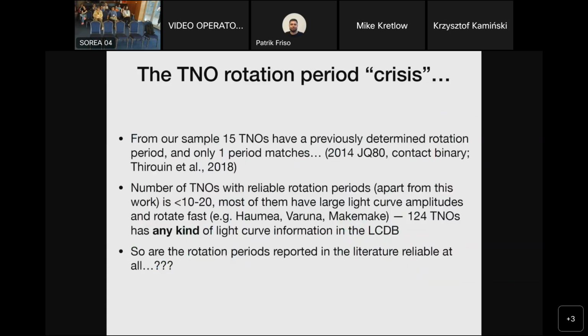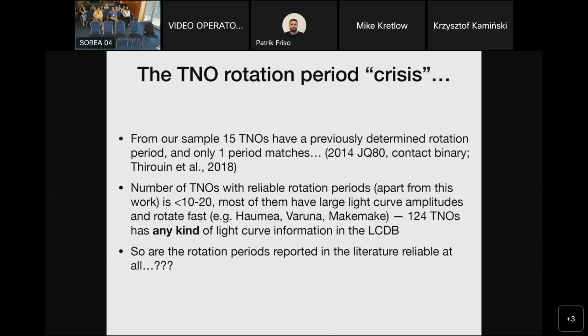Okay. So let's just take those TNOs which have a previously determined rotation period. From the 66, there were 15 TNOs which were measured from ground-based observations and from the Kepler observations, and only one period matched, which is not very reassuring in this sense. So this was a contact binary, by the way.